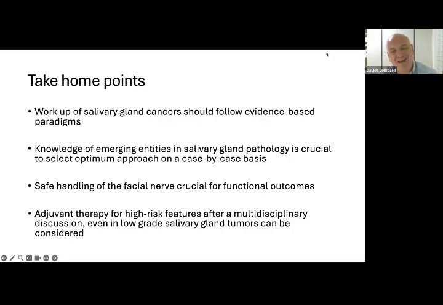When you are performing an extracapsular dissection, you do not go for the main trunk, and you remain around the lesion with a cuff of healthy tissue, and you identify only the small branches around the lesion.